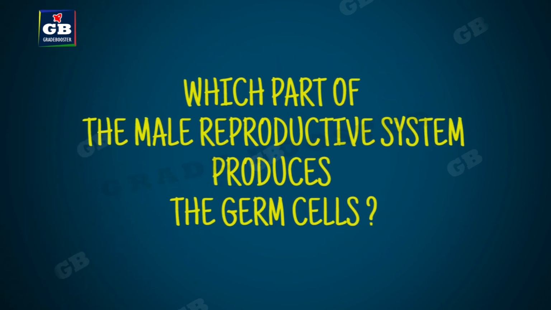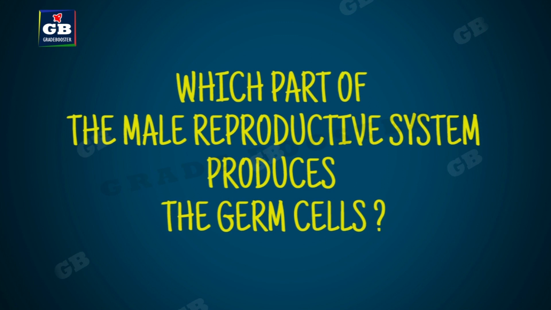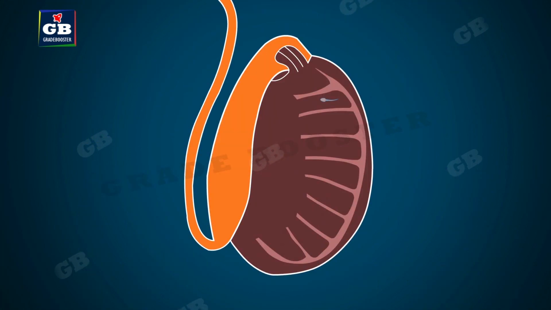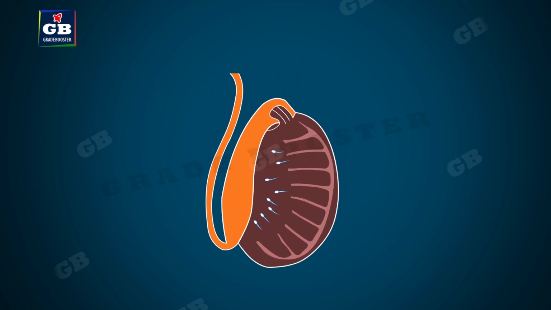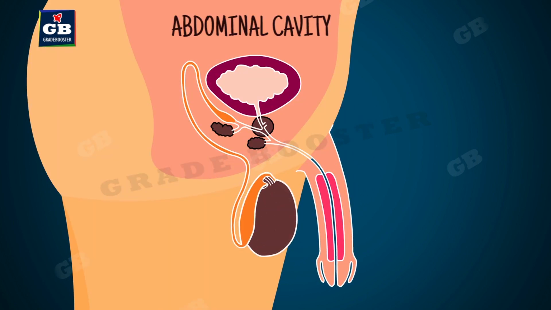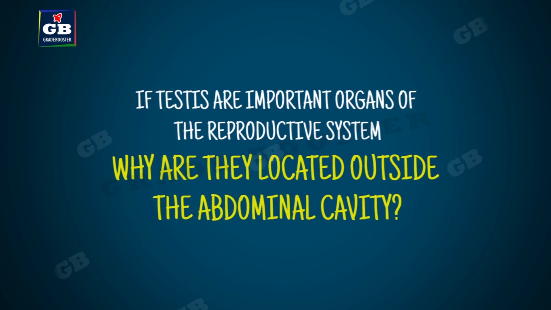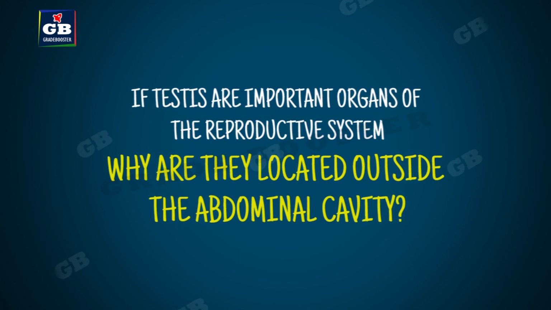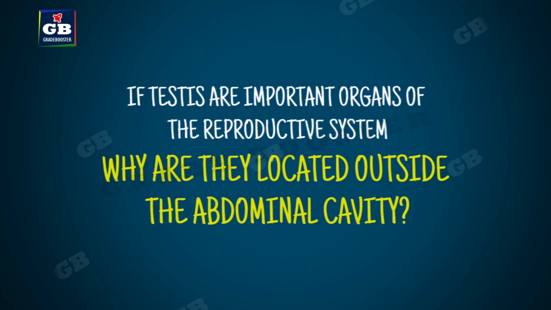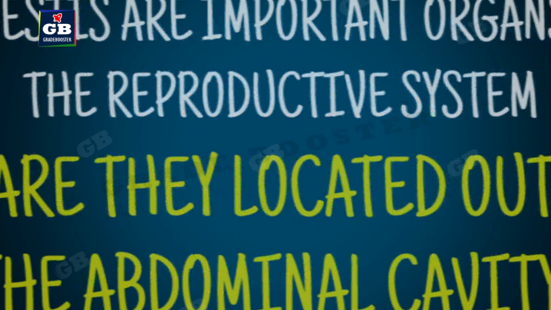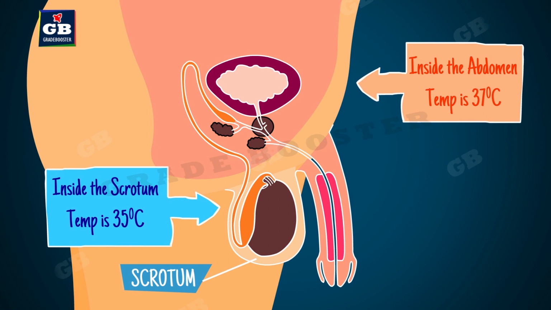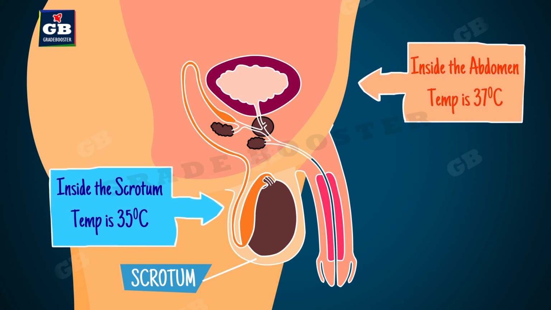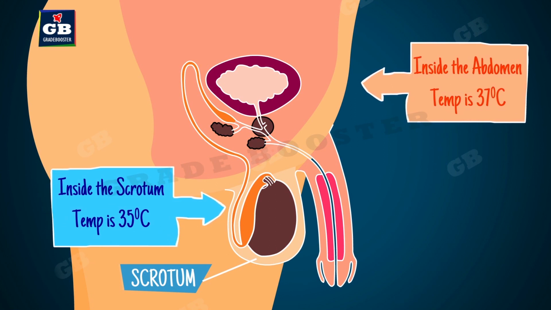Now let's see which part of the male reproductive system produces germ cells. The formation of germ cells or sperms takes place in the testes. They are present outside the abdominal cavity in a sac-like structure called scrotum. If testes are important organs of the male reproductive system, then why are they located outside the abdominal cavity? Because sperm formation requires a lower temperature than the normal body temperature.